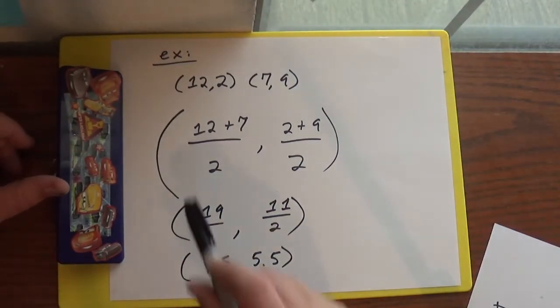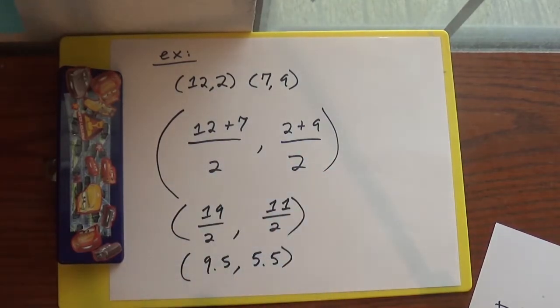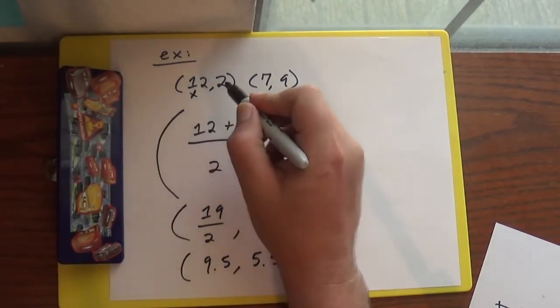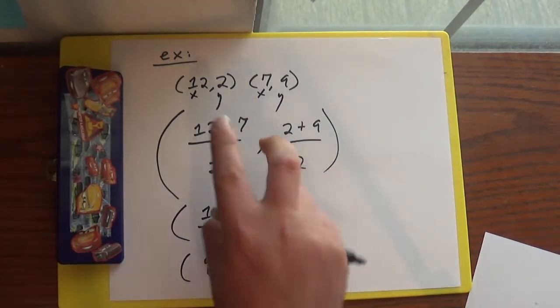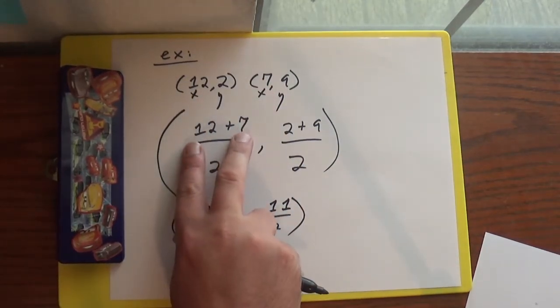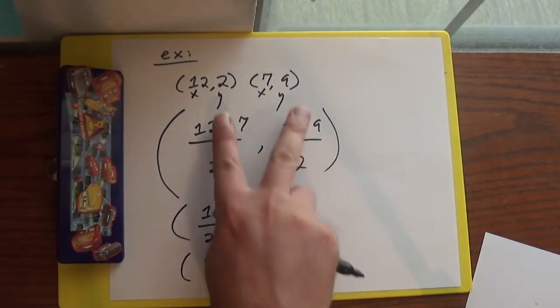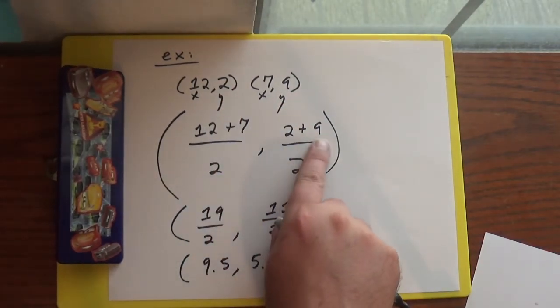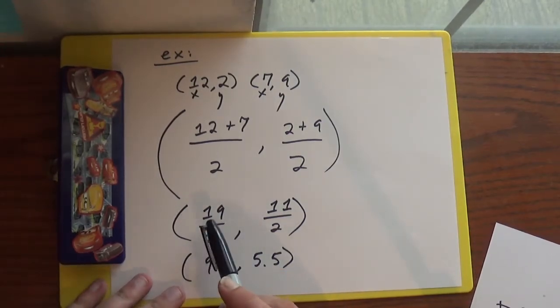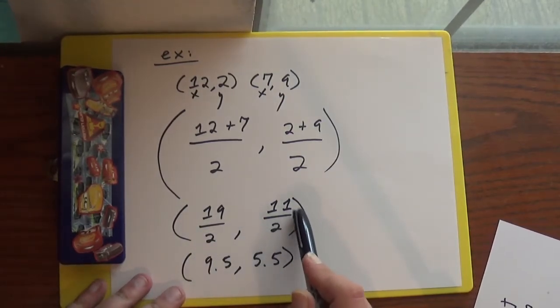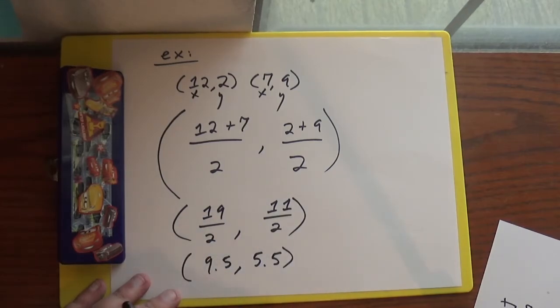So in this example, I've got 12, 2, and 7, 9. Remember, your x is first, then your y. So I take my x's, the 12 and 7, add them up, divide by 2. I take my y's, the 2 and 9, add them up, divide by 2. And you get 19 over 2 and 11 over 2. Some people don't like fractions, so if you want to make them a decimal, then make them a decimal, and now you have a coordinate.